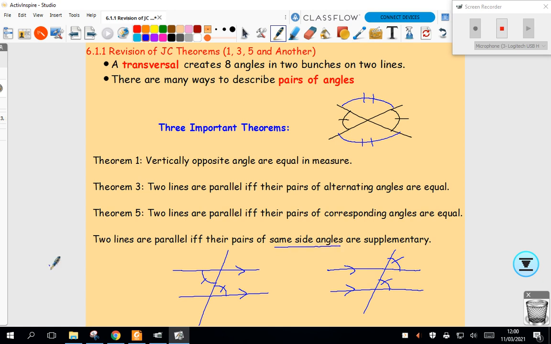And two lines are parallel if and only if their pairs of same side angles are supplementary. So once again, I've got two lines. If I draw a transversal and I take that as A, and if I take that as B, if A and B add up to 180, then the two lines are parallel. And notice the converse of each of these is also true. If their pairs of alternating angles are equal, they are parallel, and also if they're parallel, then their pairs of alternating angles are equal. So I'm going to have a look at a few problems based around those four little theorems.